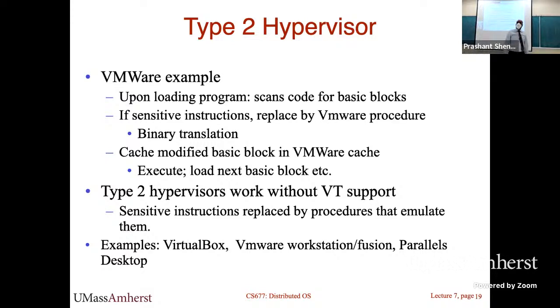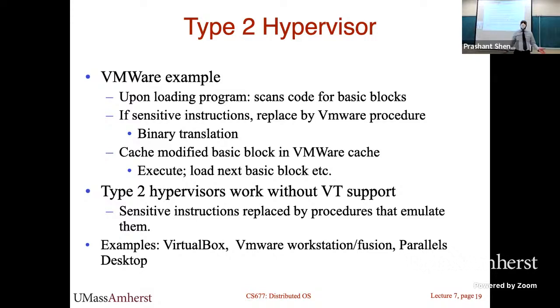This is going to introduce some slowdown because you are actually scanning code. Anything that's not sensitive can be executed natively. Anything that's sensitive, you are actually going to invoke a function because there's no trap happening here. You're going to invoke a function and then execute it. Is that clear? Because you do this, you don't need any VT support.